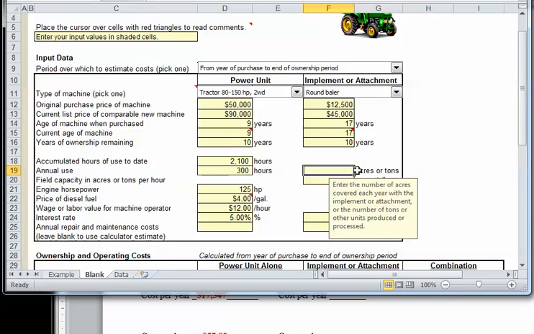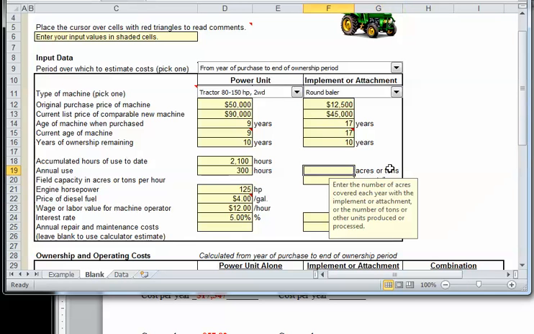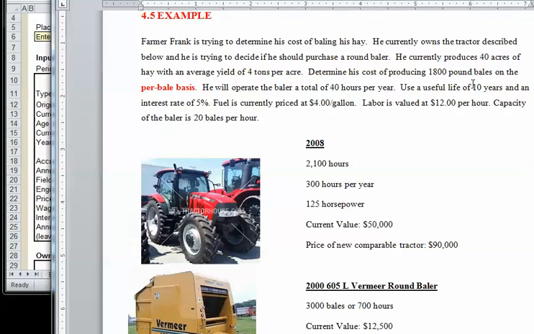Okay, annual use. We want to figure this out in bales. Now this has acres or tons. But whatever number we put in here, the computer is going to use to calculate and make its divisions, and if we want total acres here, it's going to divide it by per acre. Well, we said we want it in bales. So if we do some math, we said right here 40 acres. I'll kind of use this as a scratch paper here, but 40 acres times 4 tons of hay, that's 8,000 pounds.